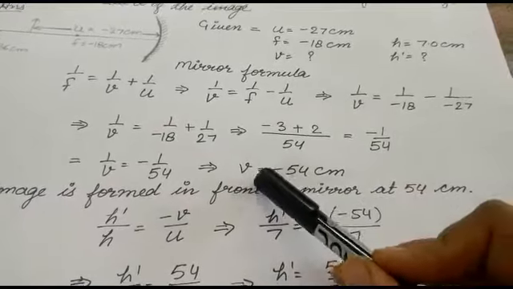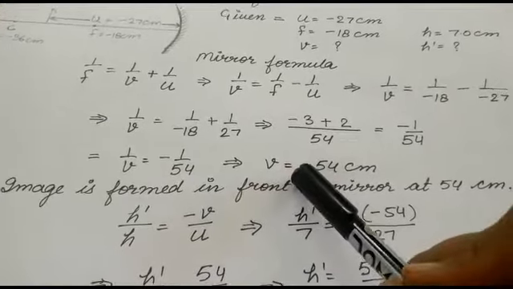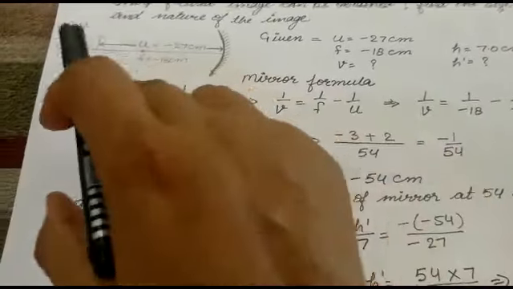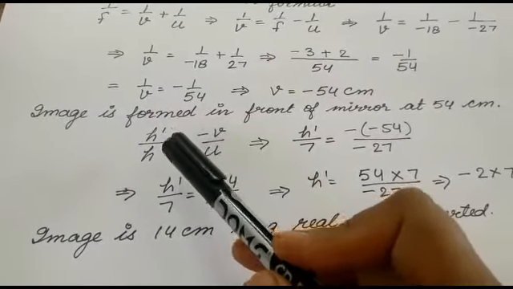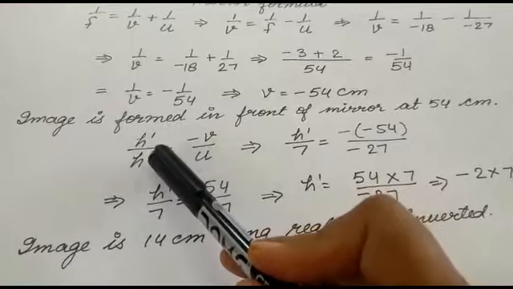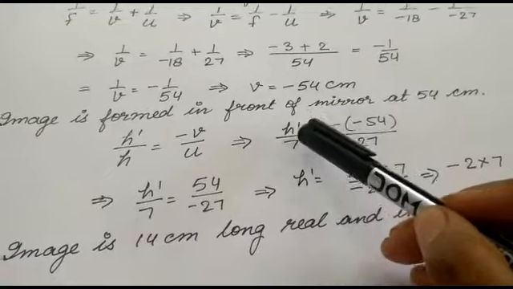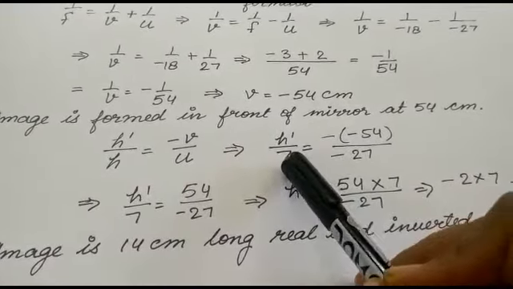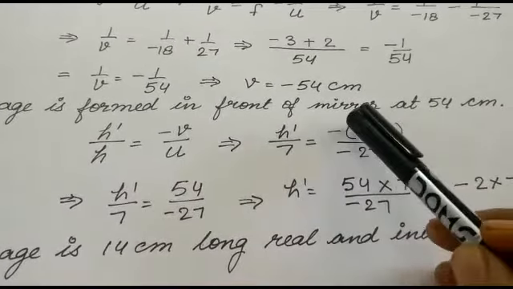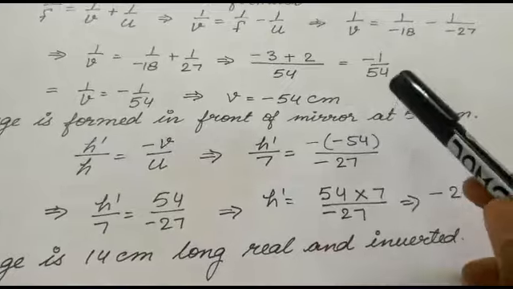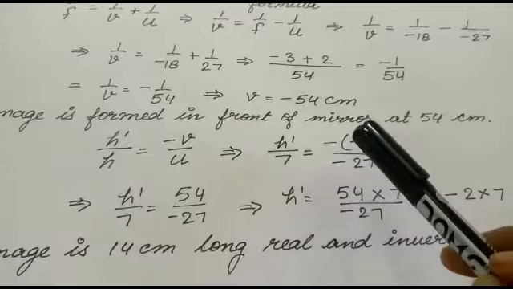This shows that the image is formed in front of the mirror at 54 centimeters. This minus sign shows that the image is formed at the left side of the mirror. Now we have to find the height of the image. So again the formula is the same, h dash upon h equals minus v upon u. Here h dash is the height of the image, h is the height of the object, which is 7 centimeter, equals minus, we get from the formula in bracket, the value of v is minus 54, upon the value of u, small u, is minus 27.